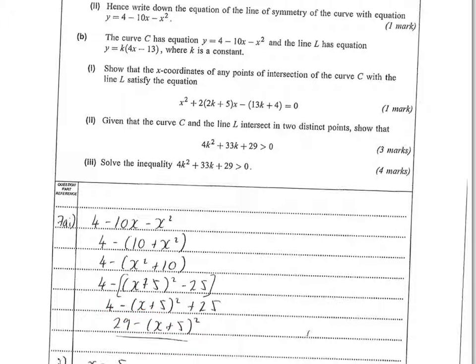And if you were asked further questions on this, like the line of symmetry, you may need to remember this is a graph shaped that way, and the vertex is still going to be minus 5 and plus 29 as the y coordinate.